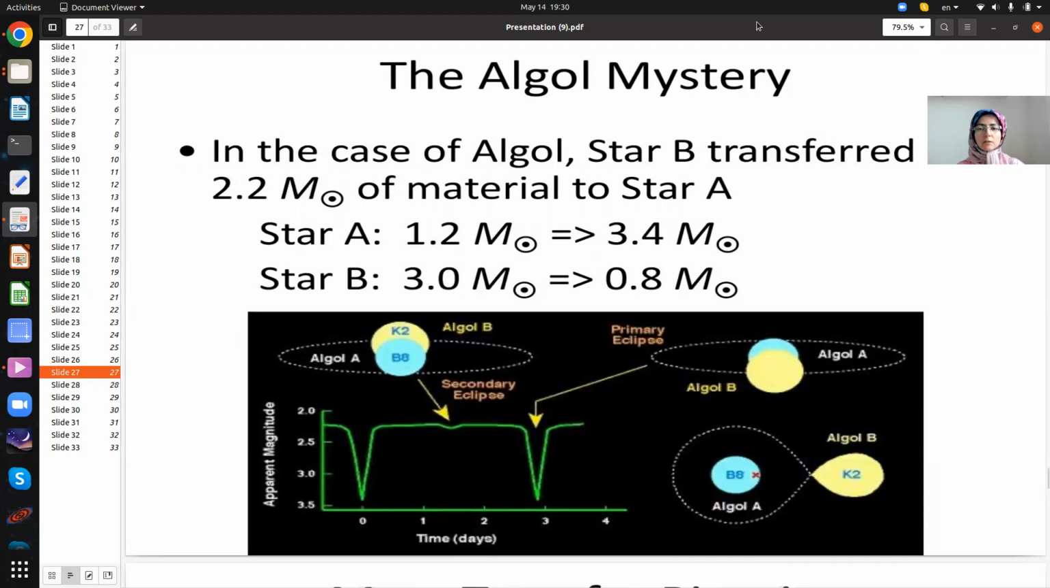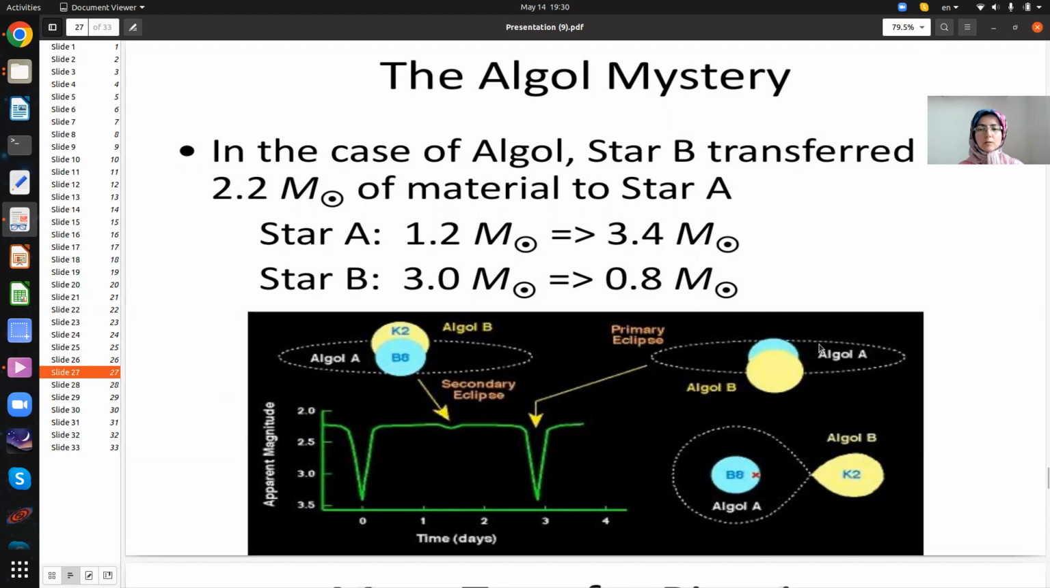In the case of Algol, star B transferred 2.2 solar mass of material to star A. At first, star A had 1.2 solar mass, and then it became 3.4 solar mass. And star B had 3.3 solar mass, and after a while, it became 0.8 solar mass.